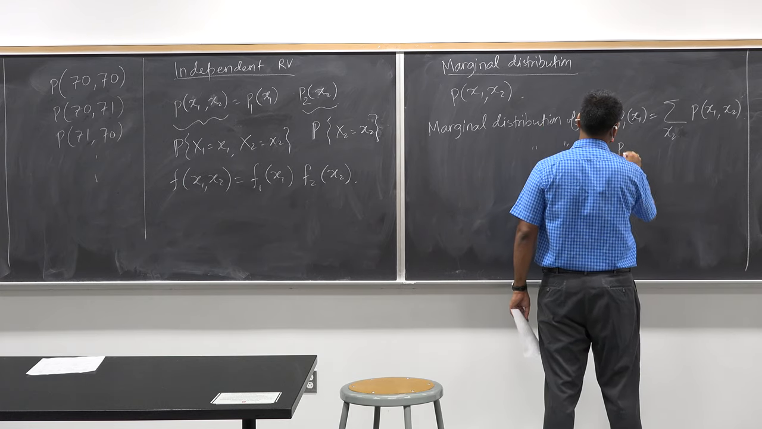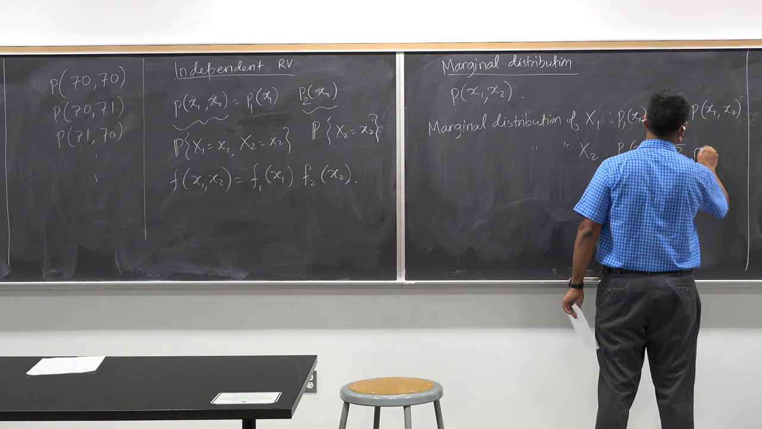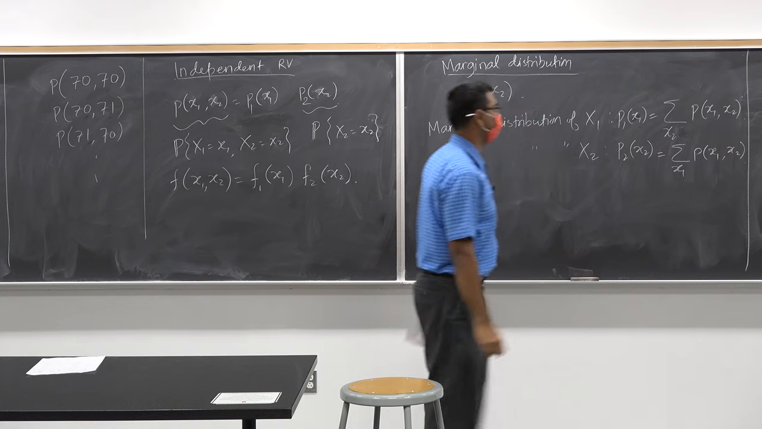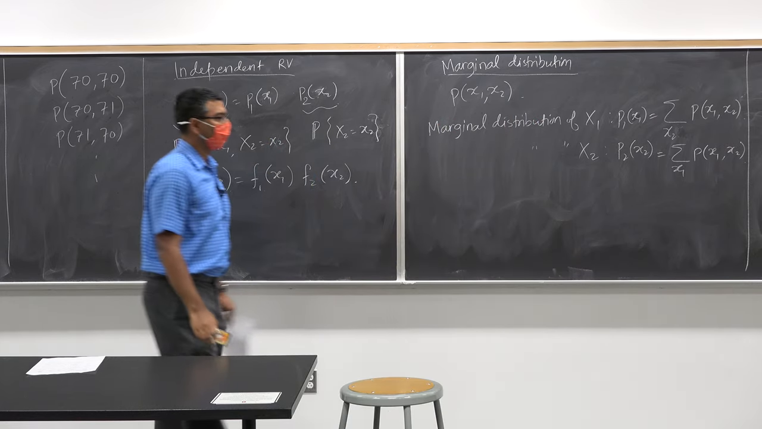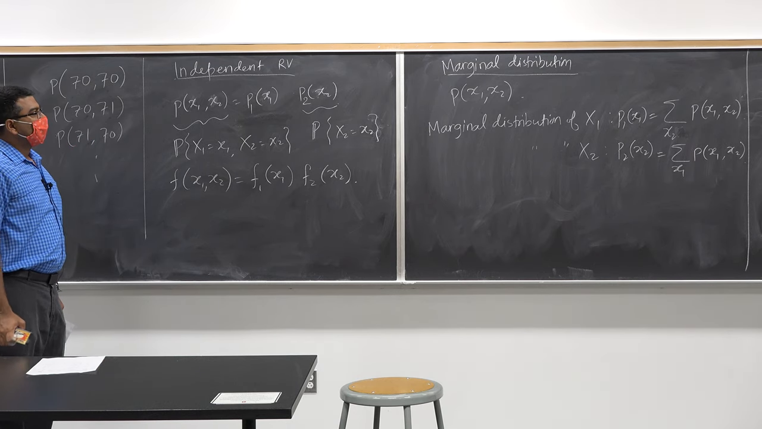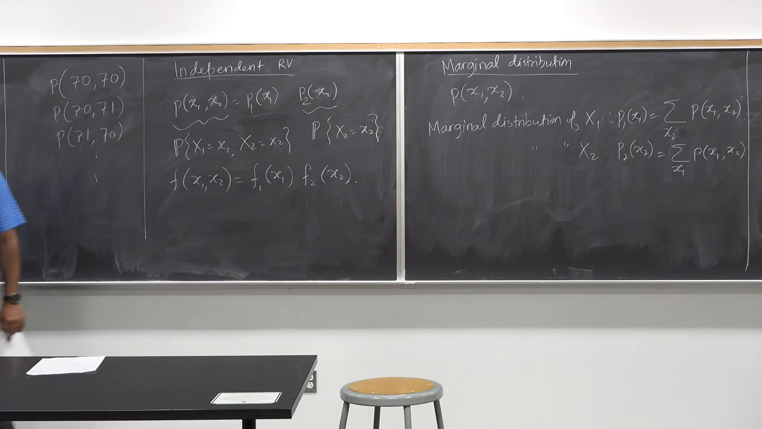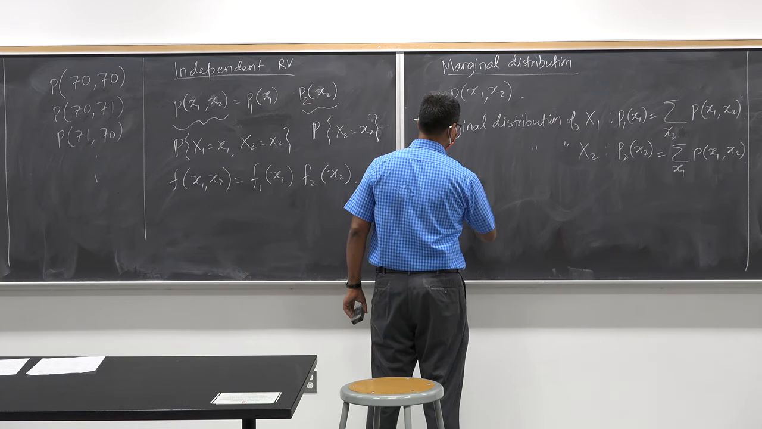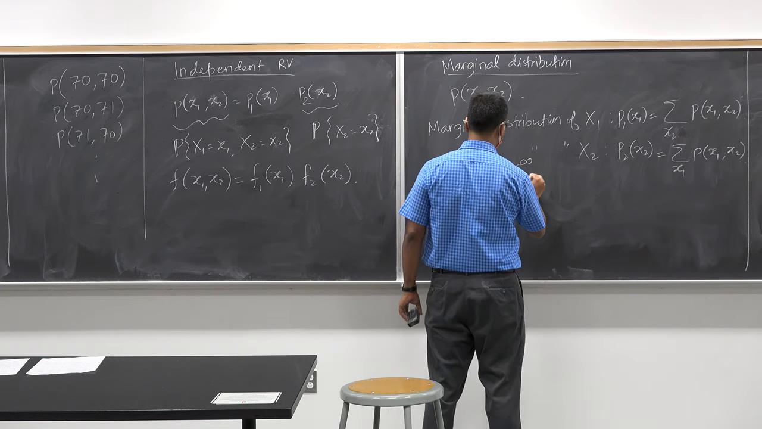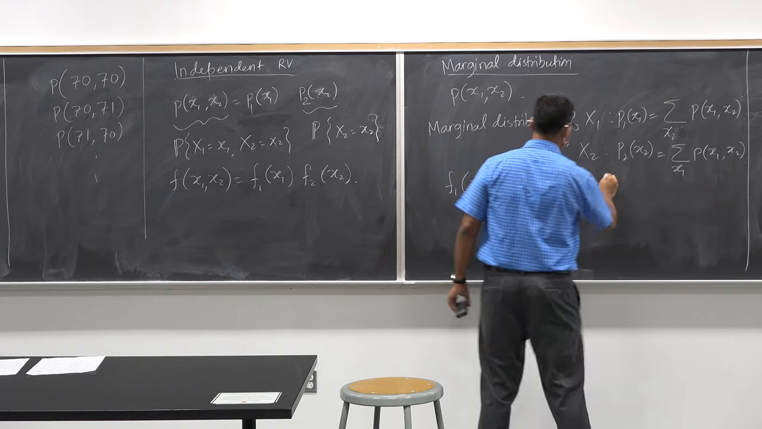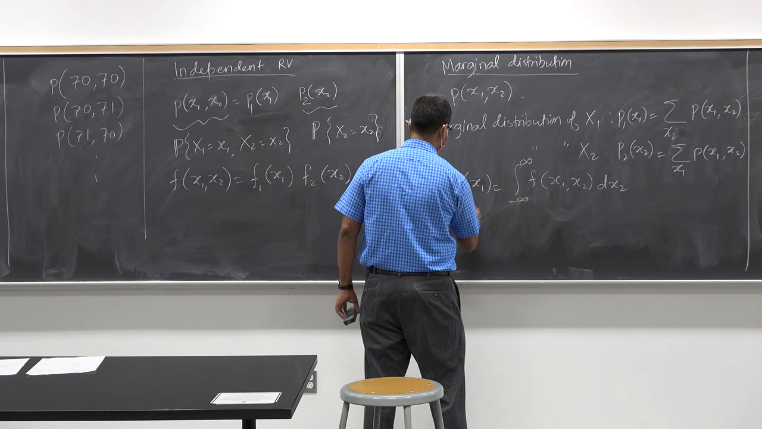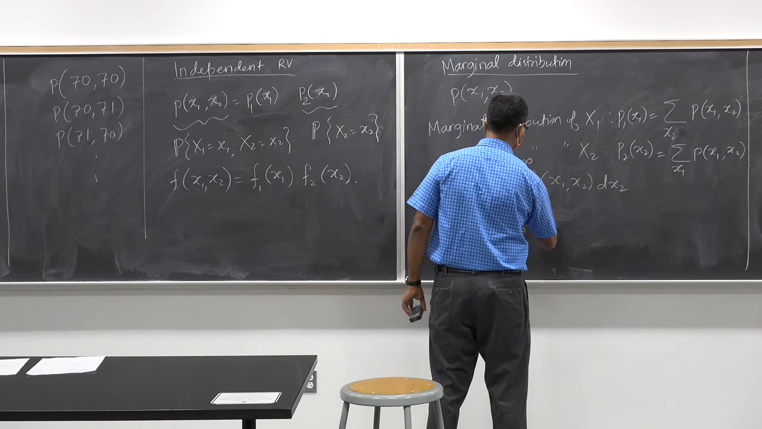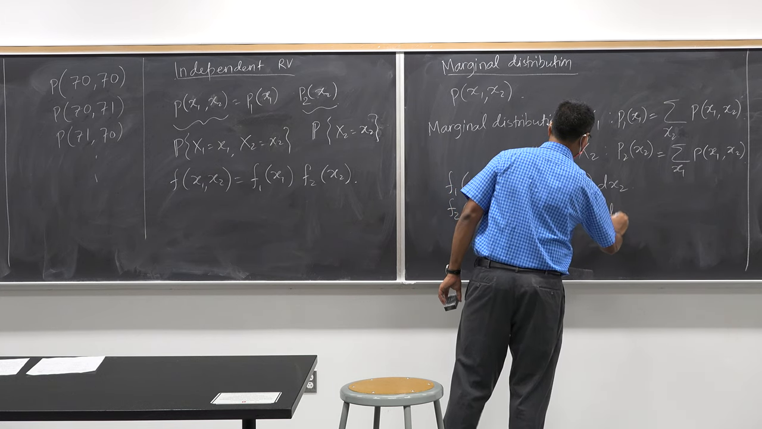The same thing can be done for X2. This is for the discrete case. And then for the continuous case, I'm just going to write it here: f1 of x1 equals the integral from minus infinity to infinity of f of x1, x2 dx2, and then f2 of x2 equals the integral from minus infinity to infinity of f of x1, x2 dx1.